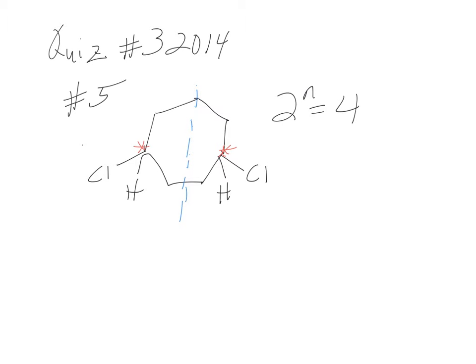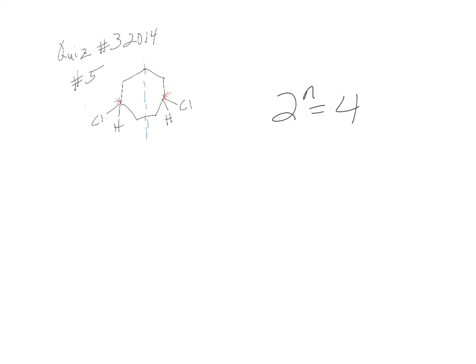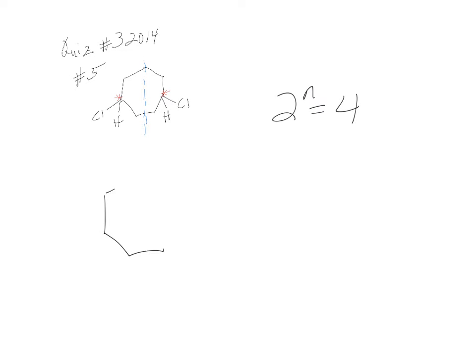So let's just take a look at what this could possibly be. Let's shrink that down. The way to know this, you have to actually draw in the wedges and hashes. Now this is one possibility: this chlorine could be wedged, and this chlorine could be wedged. But when it's this way, look at this molecule. Does this molecule have a mirror plane? It does. So is this a chiral or achiral molecule? Achiral. If you have a mirror plane, you are achiral.